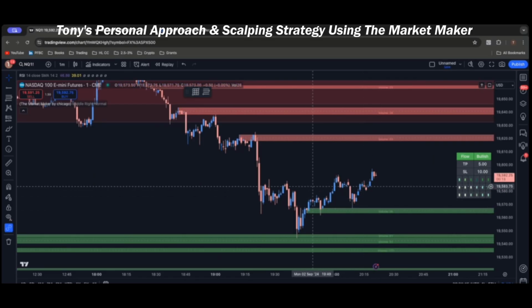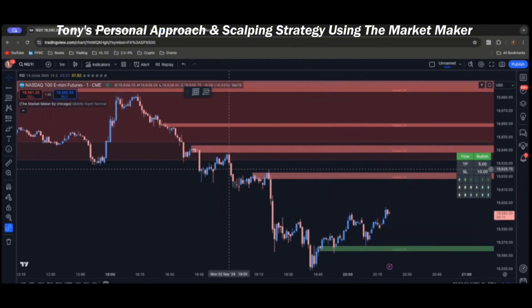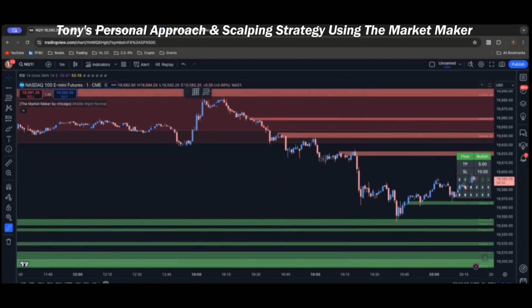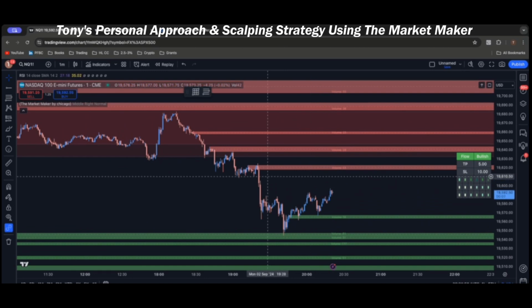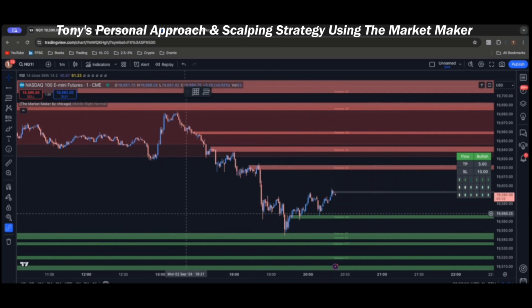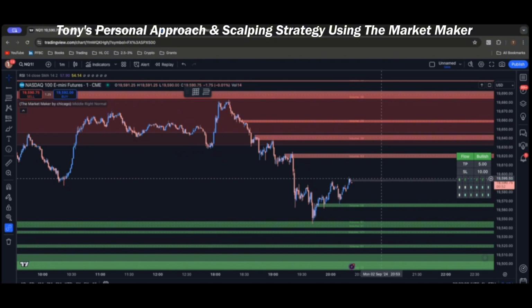Okay, so this is basically how I use the market maker in terms of applying it to different indices and stocks. I specifically use NQ. It's not because it doesn't work with other stocks and indices. It's just, this is what I prefer, and it's what the majority of the limitless gang also trades. So this is what I go for.